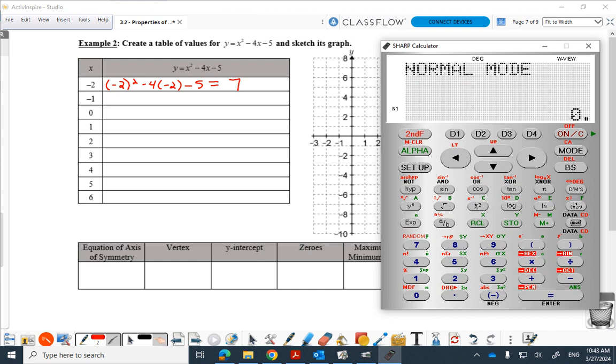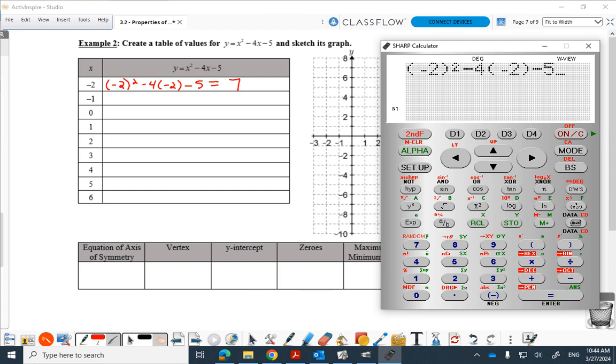If you type this in, you go bracket negative 2 squared minus 4 times negative 2. I already pressed the wrong button. Negative 2 squared minus 4 times negative 2 minus 5. You type that all in and you get 7.